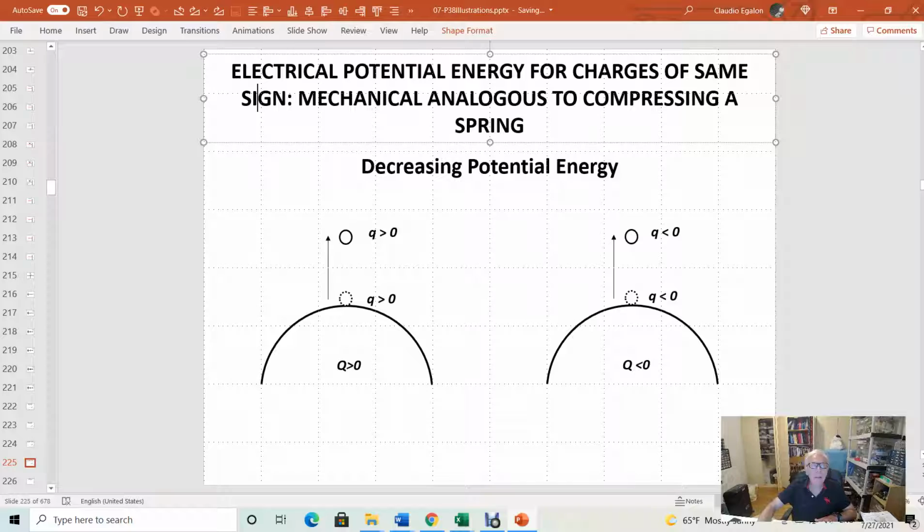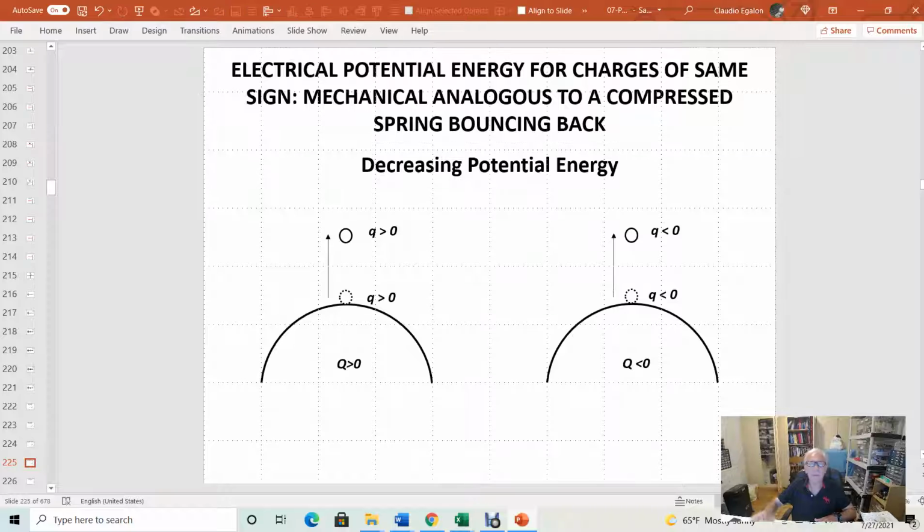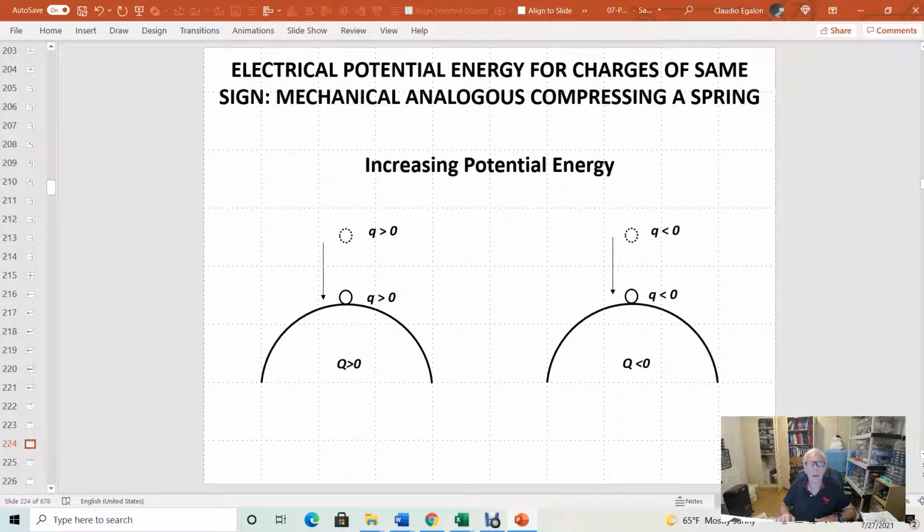Let's see. Analogous to a compressed spring. Here to a compressed spring. Spring bouncing back. Analogous to compressing a spring.